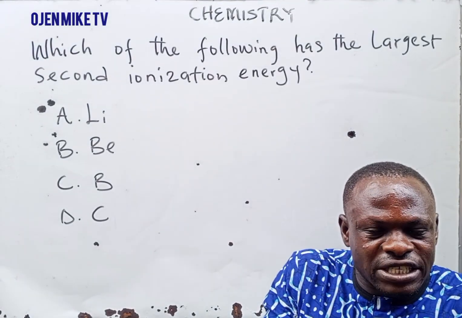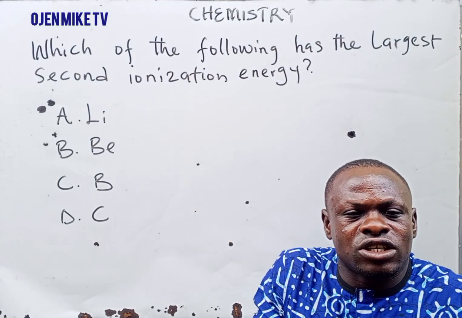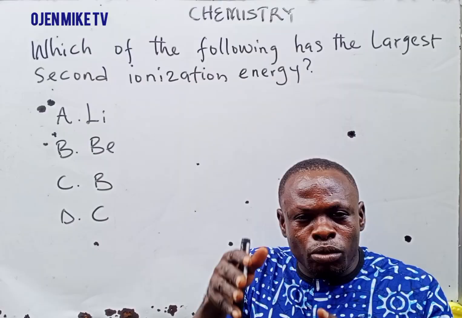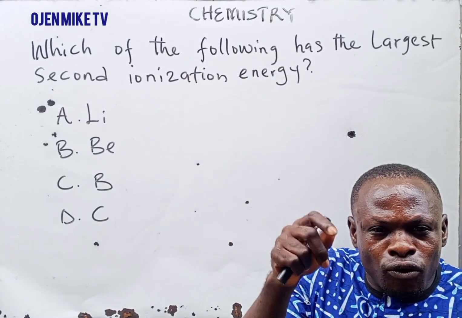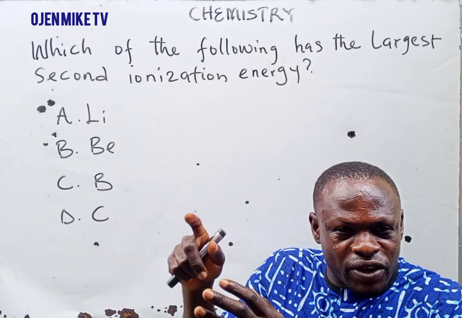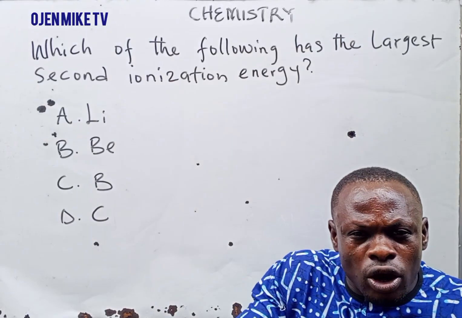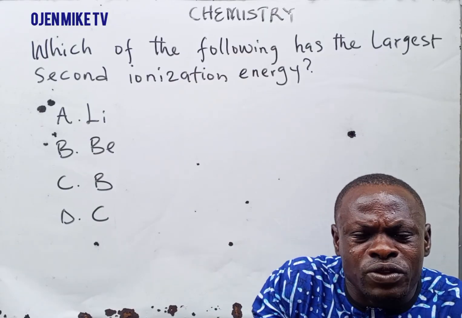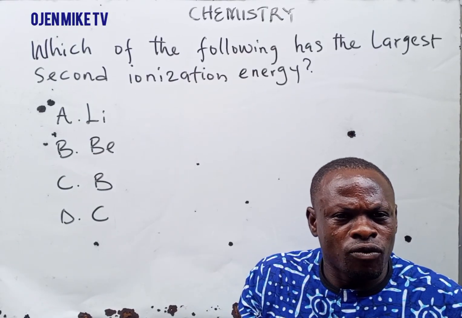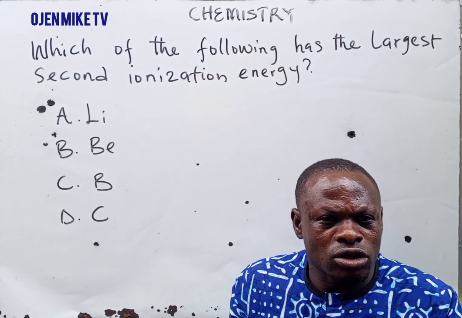Now, when we talk about first ionization energy, it simply means the energy that is required to remove the first electron from a neutral atom. That is first ionization energy. Second ionization energy is the energy required to remove the second electron from a cation.